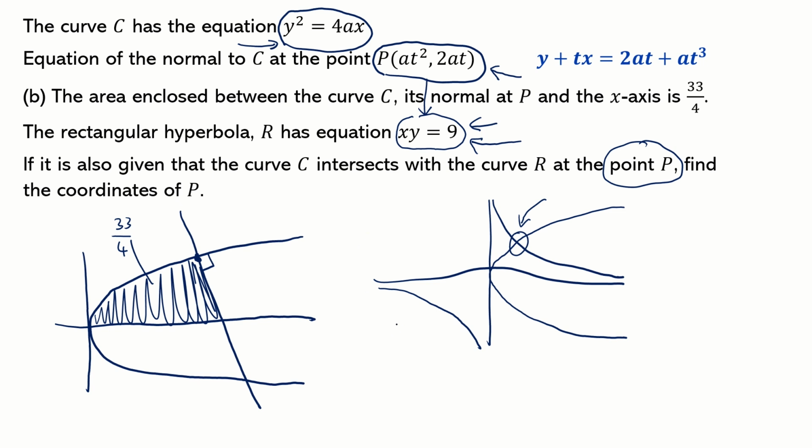So the very first thing I'm going to do is something very, very easy. I'm just going to plug those coordinates directly into xy equals 9. So at squared times y, which is 2at, has got to equal 9. So we know 2a squared t cubed equals 9.